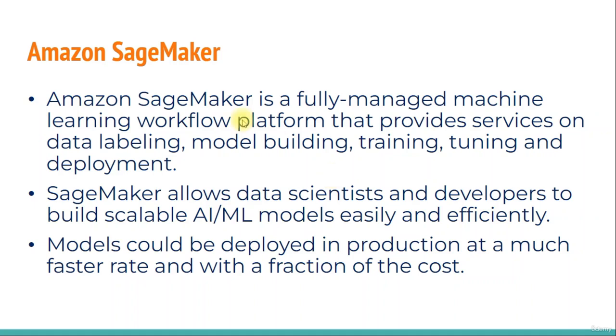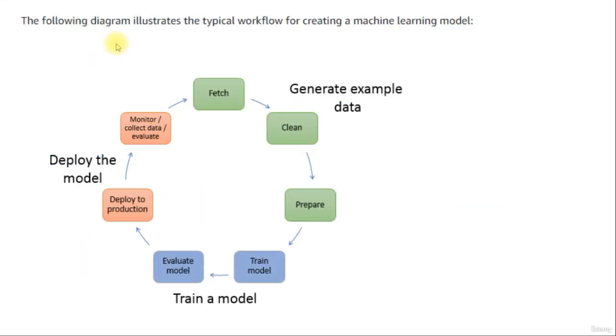Amazon SageMaker is a fully managed machine learning workflow platform that provides services for data labeling, model building, training, tuning, and deployment. SageMaker allows data scientists and developers to build scalable AI/ML models easily and efficiently. Models can be deployed in production at a much faster rate, at a fraction of the cost of local infrastructure. Now, the following diagram illustrates the typical workflow for creating a machine learning model.